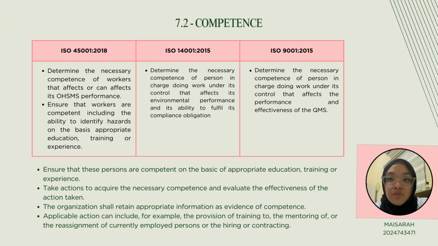For competence, ISO 45001 determine the necessary competence of workers that affects or can affect its OH&S performance, and ensure that workers are competent, including the ability to identify hazard on the basis of appropriate education, training, or experience. For ISO 14001, determine the necessary competence of persons doing work under its control that affects its environmental performance and its ability to fulfill its compliance obligation. For ISO 9001, determine the necessary competence of persons doing work under its control that affects the performance and effectiveness of the quality management system.